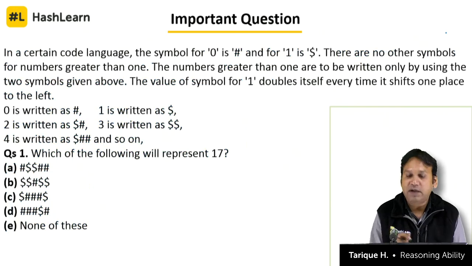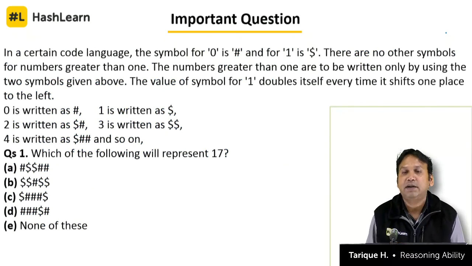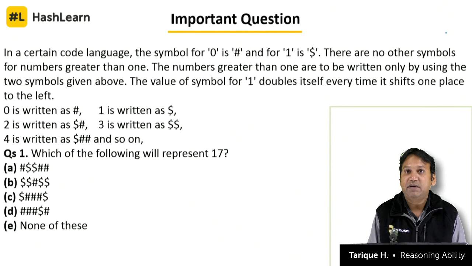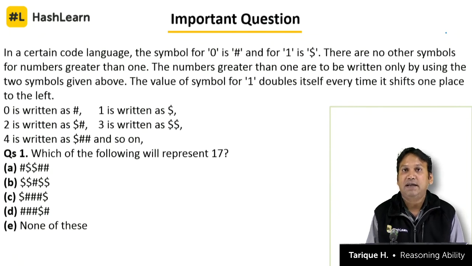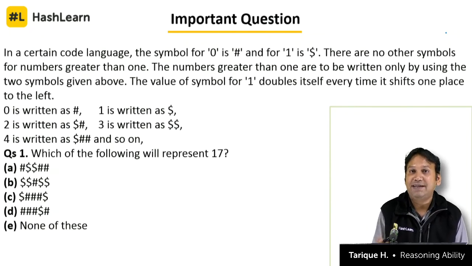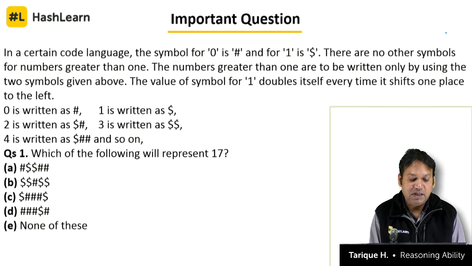Now let's go back to that question in the beginning that we had understood as a very mysterious kind of question. 0 is hash and 1 is dollar, and there are no other symbols, and numbers greater than 1 are to be written only by using the two symbols, and the value of symbol 1 doubles itself. 2 power 0, 2 power 1, you see, doubling every time it shifts one place to the left. So the moment we see the question, we know it's a binary system. So then nothing has to be worried.